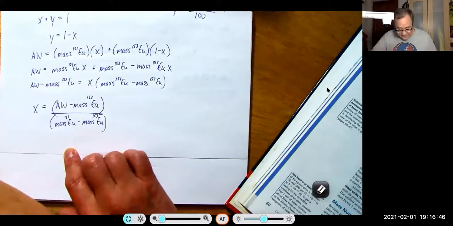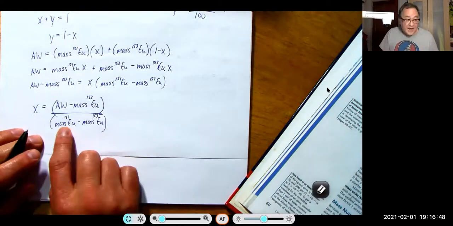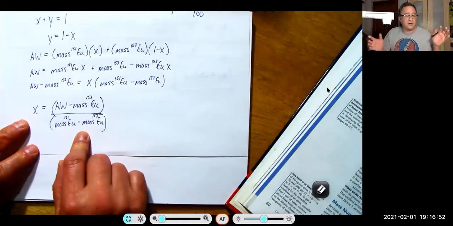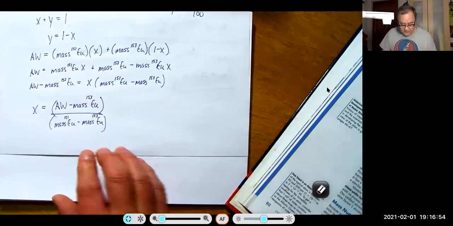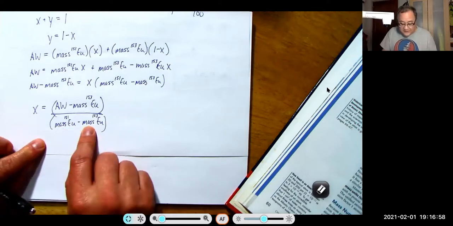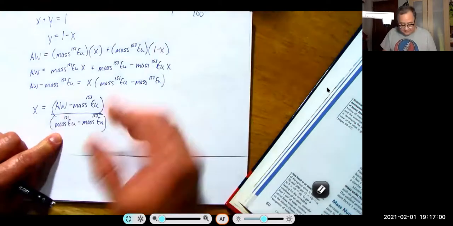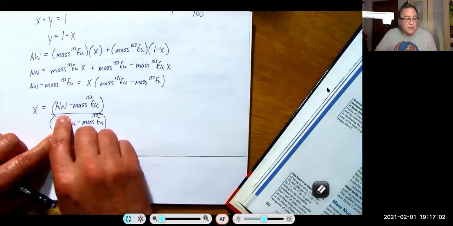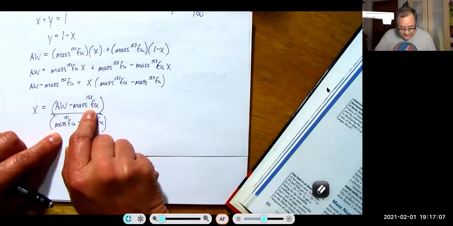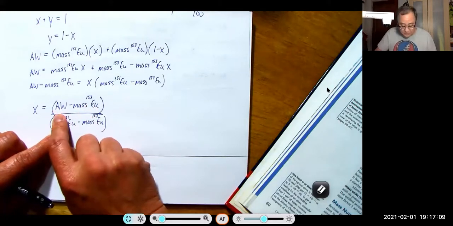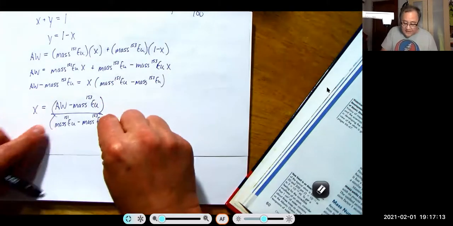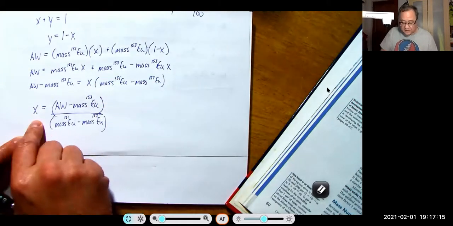Now, you might be thinking to yourself, this mass is going to be smaller than that one, so the bottom's going to be negative. Oh no. And you're right. This mass should be smaller than that one. We can see that it is based on the data. But what is the atomic weight going to be compared to the mass of europium 153? This will also be smaller, so the top will be negative. So you'll have a negative divided by negative, and that'll give you the fractional abundance of europium.